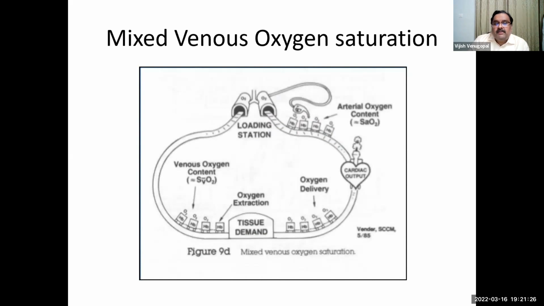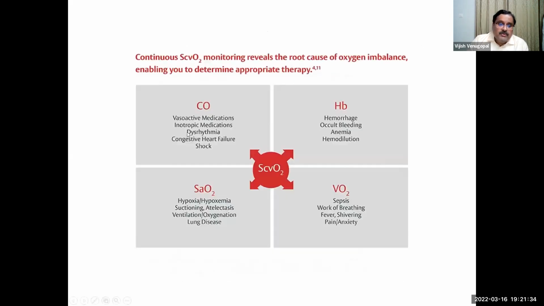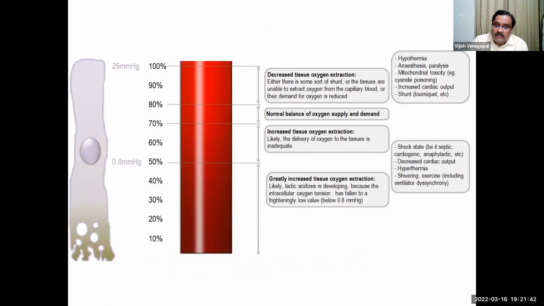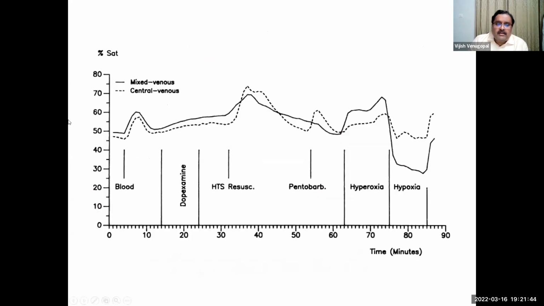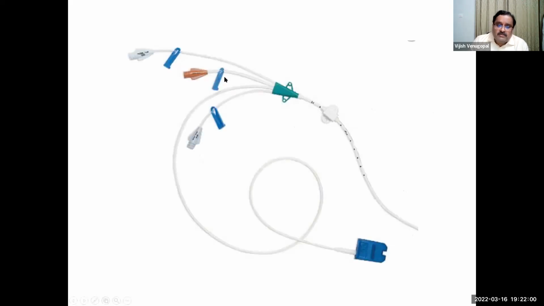The next important variable that you can detect is the mixed venous oxygen saturation. The mixed venous oxygen saturation is dependent on the cardiac output, hemoglobin, the oxygen consumption, and the oxygen saturation. And we have a value of around 60 to 70, which is normal. And it has been shown that the central venous and the mixed venous saturation are almost parallel, they go together. So instead of using the mixed venous, you can correlate it with your central venous, and you have catheters for that. That is the PreSep catheter.